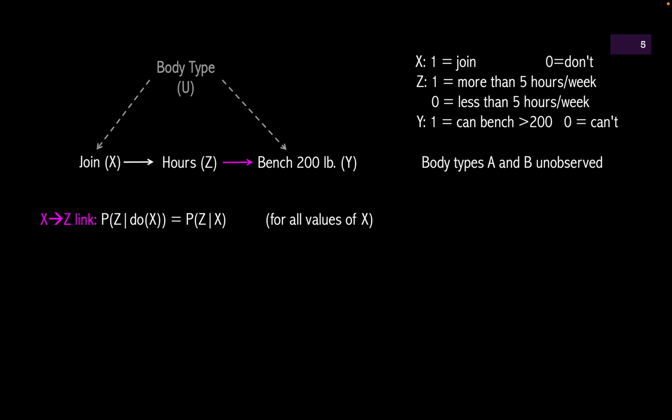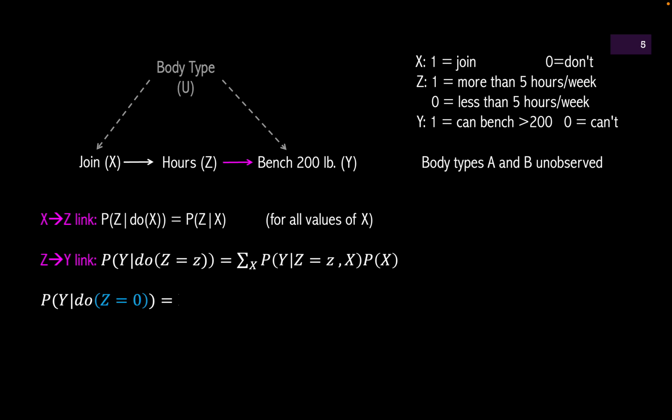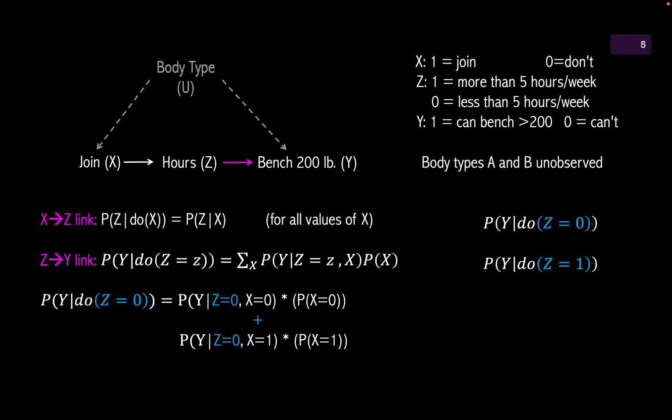The effect of z on y is more complicated, but it has the same structure as the second model from the last slide. We get the effect of z on y by reweighting it based on its parents x. The probability of y given z equals 0, for example, is the sum over the probabilities of y given z equals 0 for both x equals 0 and x equals 1, each weighted by their probabilities. So we can derive the probability of benching 200 for both spending less and more time at the gym. Once you have these values, you calculate the effect of x on y by reweighting the number of hours by their probabilities given particular interventions on x.